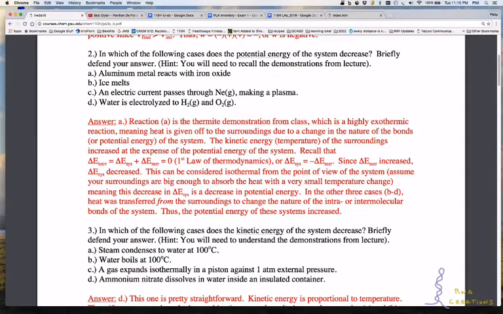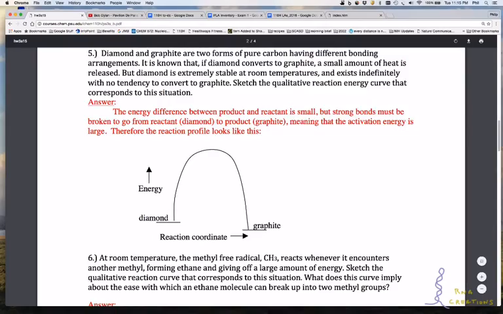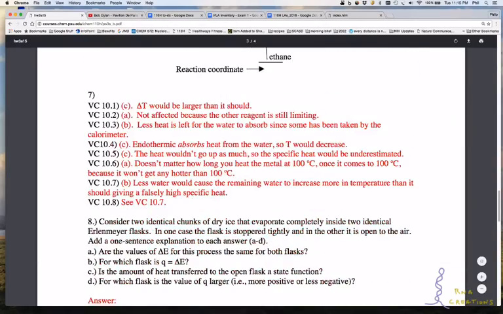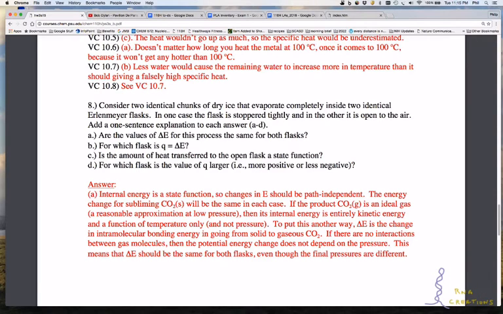Okay, so the next question was number 5, and everybody did well on that, so I'm going to just pop down to number 8, which seemed to cause more problems. In number 8, we're told that there are two identical chunks of dry ice, and that they evaporate completely inside two identical Erlenmeyer flasks. In one case, the flask is stoppered tightly, and in the other case, it's open to the air. The first thing I do whenever I see a problem like this is make a little sketch.